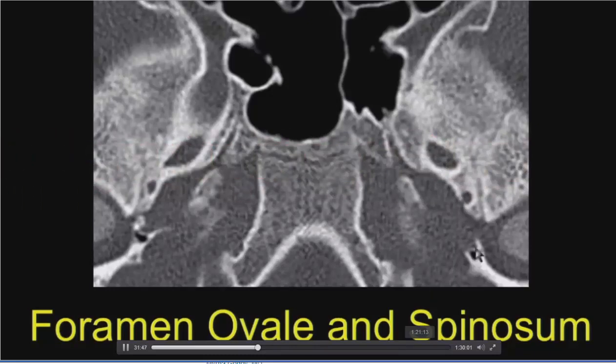And we can find the medial portion of the condylar head. If you go about a centimeter forward and a centimeter medial, that's where ovale is, if you ever try to find that in V3.